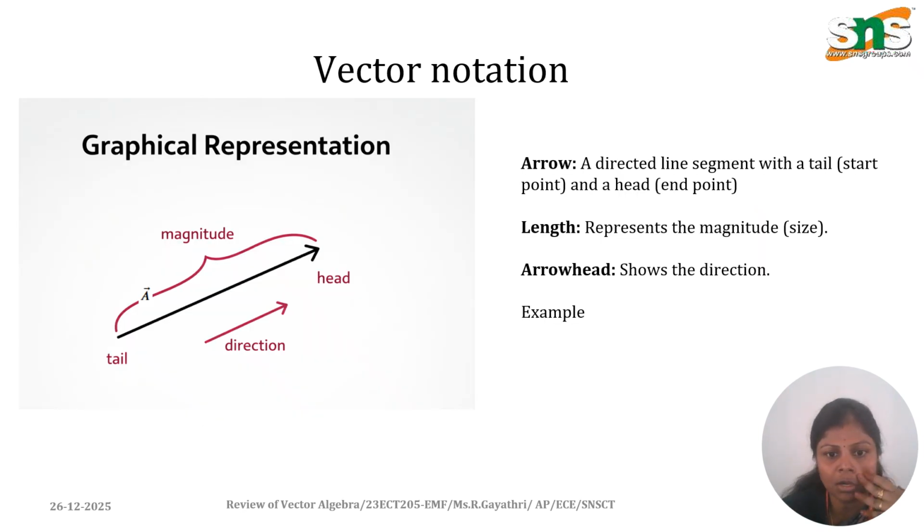Coming to the vector notation, it has two points, a starting point and an ending point. The length between the starting and ending points represents the magnitude, and the direction is represented from the starting point. The arrow mark represents the directed line segment with the tail. The vector is denoted with the help of an arrow mark. Examples of denoting a vector are vector A, vector B, vector C. We can denote our vectors like that.